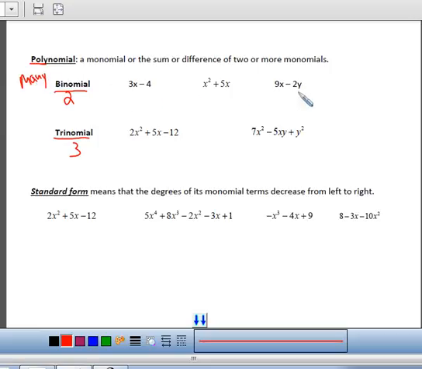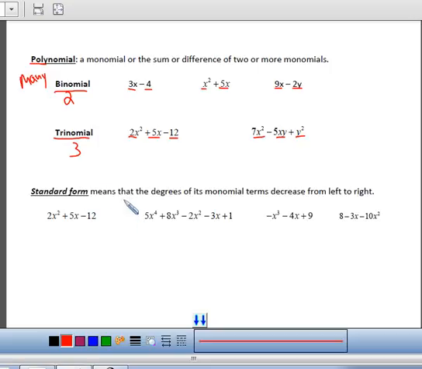So these are binomials, they're a type of polynomial. These are trinomials, so 1, 2, 3, 1, 2, 3. Notice what I'm leaving not underlined is the addition or subtraction sign in between. So that's like the separator, if you will, and separates the terms.